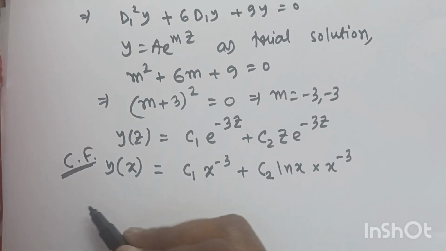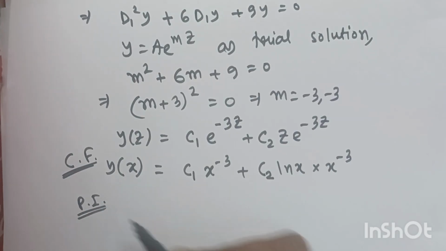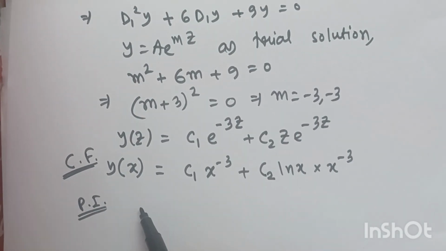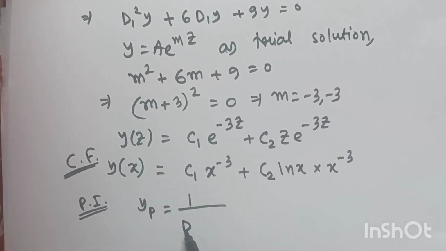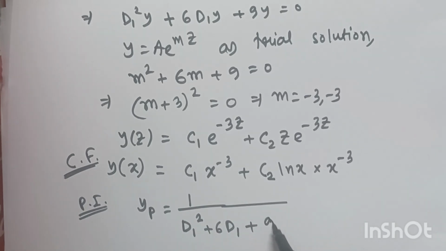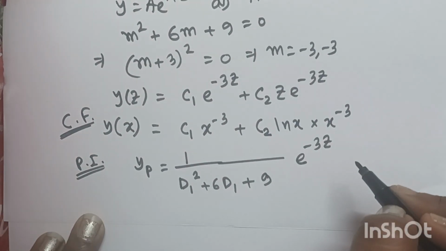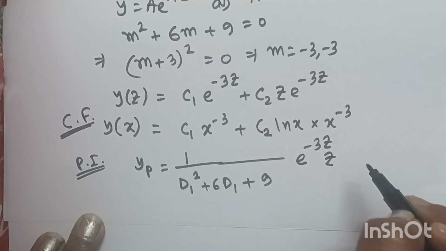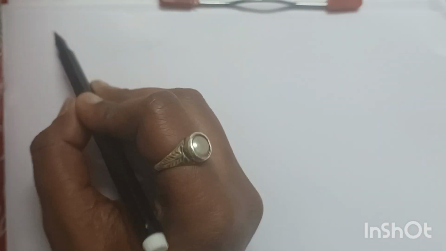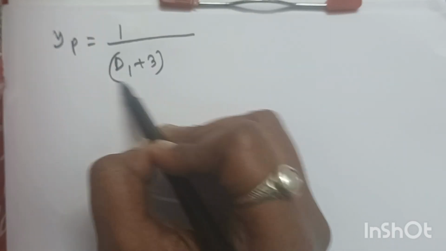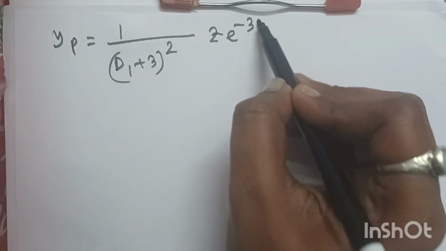Now the turn is to find the PI or particular integral. For this we have yp equal to 1 by (D1 square plus 6 D1 plus 9), and the RHS is x power minus 3 ln x. When we put it in terms of z, it will be e power minus 3z times z, since z equal to ln x. Now yp is 1 by (D1 plus 3) whole square acting on z e power minus 3z.